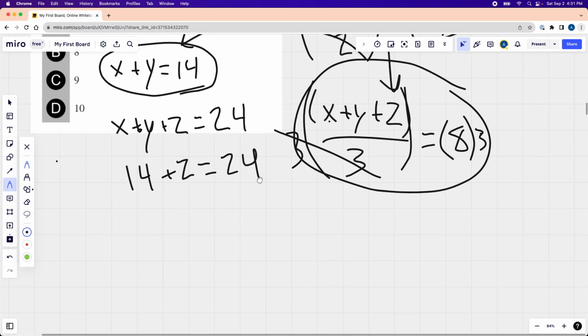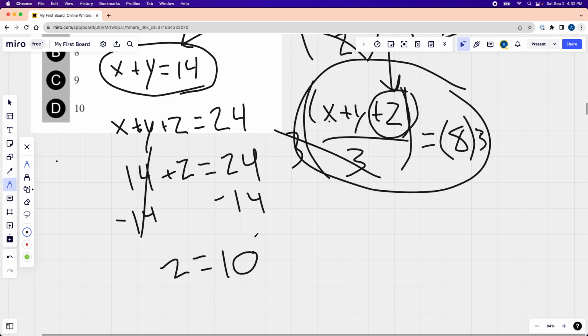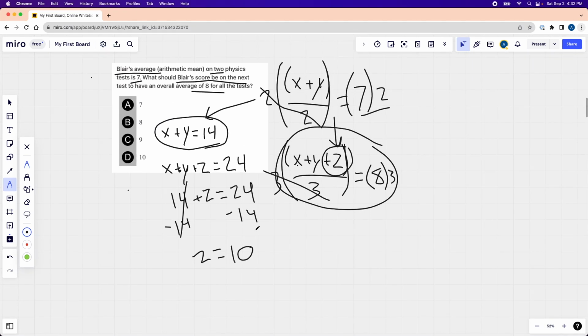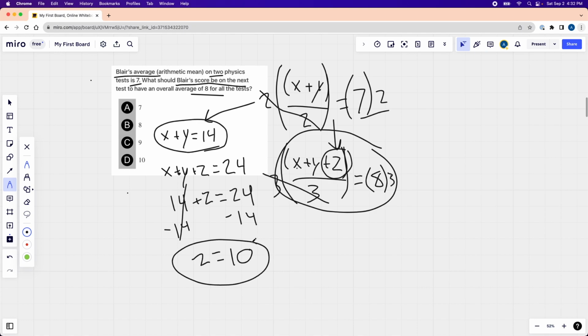And now it's just a matter of again solving for Z, what the score of this new test needs to be in order to get the total average of 8. So if we solve for Z, we just need to subtract 14 from both sides. Those 14's will cancel out, and we are going to be left with Z equals 24 minus 14, which is 10. So Blair needs to have a 10 on her next score in order to get a total average of 8. And that is how you would solve this problem here.